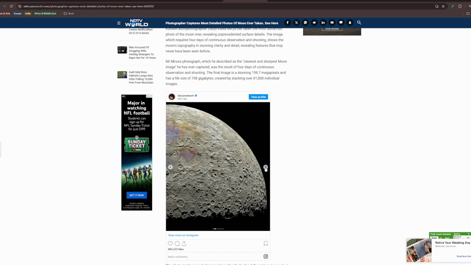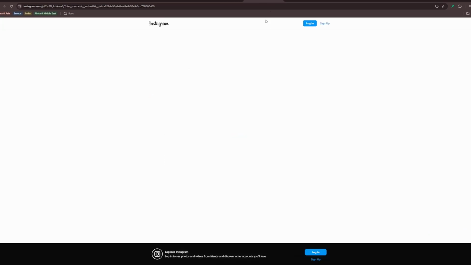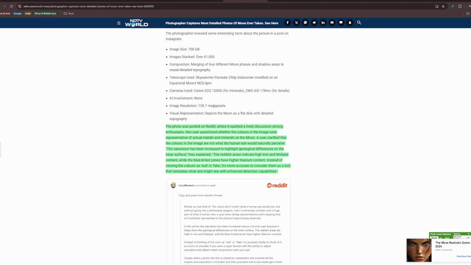And I will scroll a little bit through the photos here. I have some other ones, and I'll post this and link it, of course, but we'll read a little bit more about it. So he has the telescope used and the camera used and all of that, which is very detailed. I'm not going to read that.